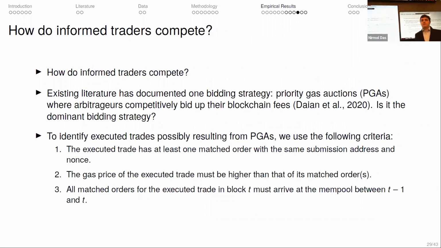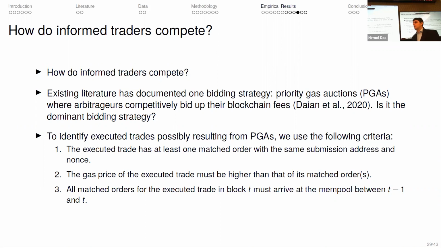So the final question is basically, okay, now that we have established that these traders are competing on private information, how are they competing? The hypothesis that has been put forward in the literature is priority gas auctions.